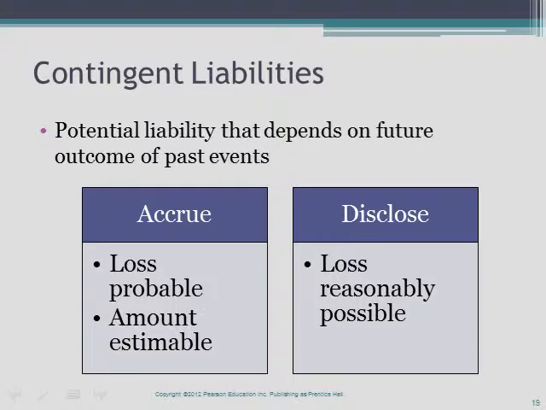Accrue for a contingent liability if it's probable that the loss or expense will occur and the amount can be reasonably estimated. An example is a lawsuit that's been settled as of the balance sheet date but has not yet been paid. Disclose a contingency in the financial statement note if it's reasonably possible that a loss or expense will occur. Lawsuits in process are a prime example of this. There's no need to report a contingent loss that is unlikely to occur. Instead, wait until an actual transaction clears up the situation.